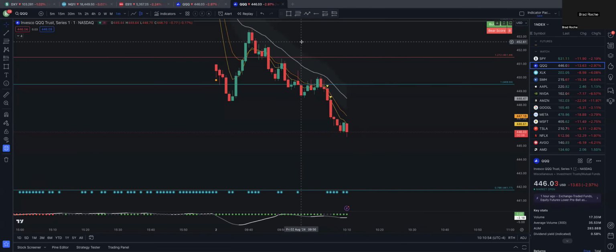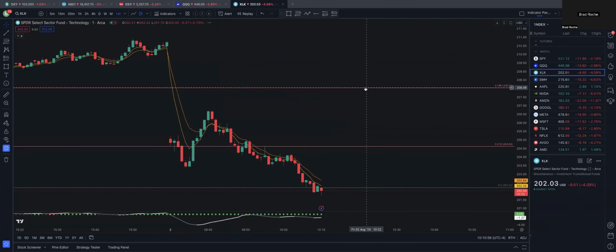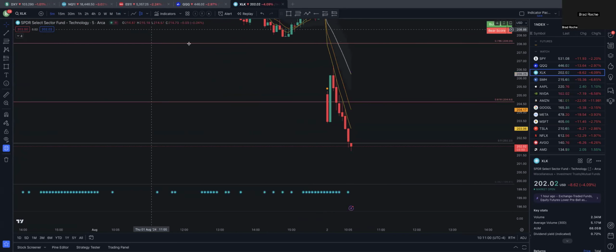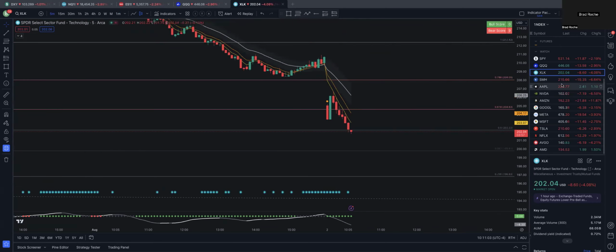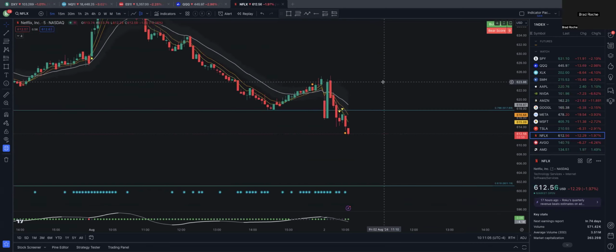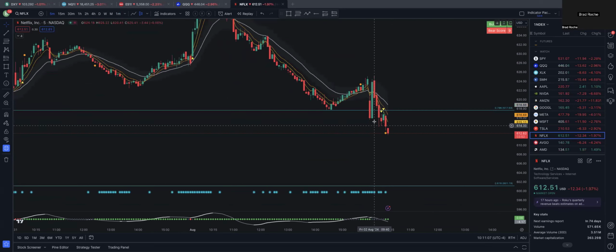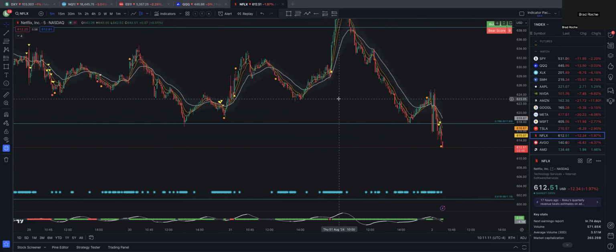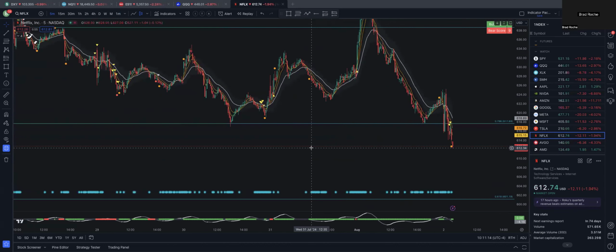So if you're ever looking at something that may be extended, we can see what else is going on. And then you can just hop on that 5 minute and use that as a way to get short. Here's a good example of Netflix right here of a way to get short. We've been getting sell signals all this time. There's your way to short it.